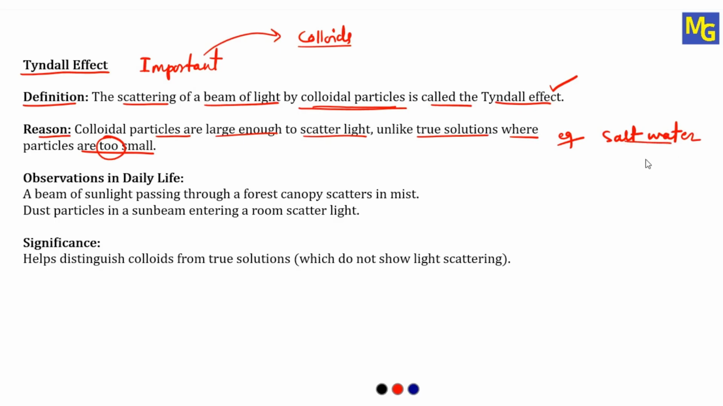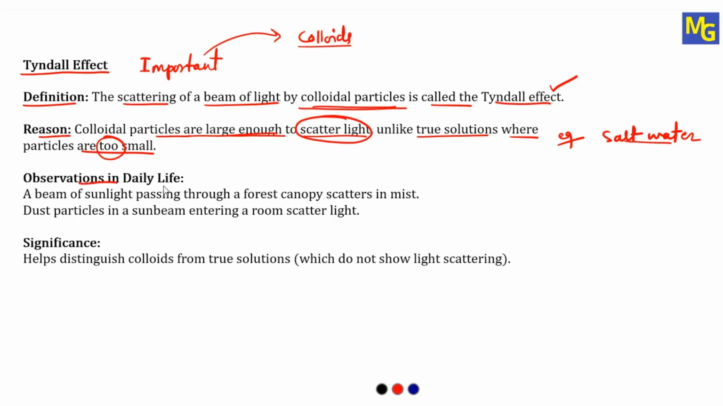But in a colloidal solution, the beam of light is visible. They look homogeneous, but still they are heterogeneous. The particle size is large enough to scatter the light. So if the question comes, what is the reason colloidal solutions show the Tyndall effect? The reason is the particle size in a colloidal solution is large enough to scatter the light. I hope you understood the answer to that question.